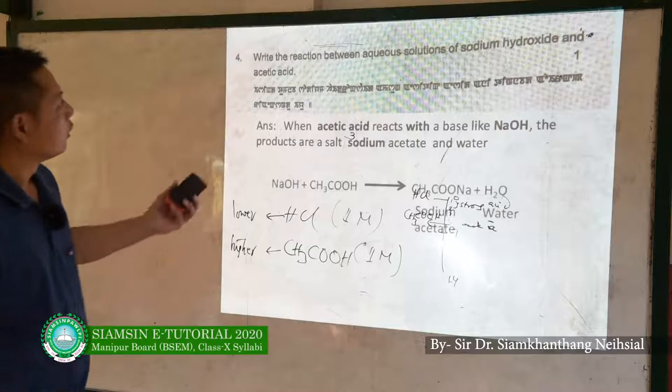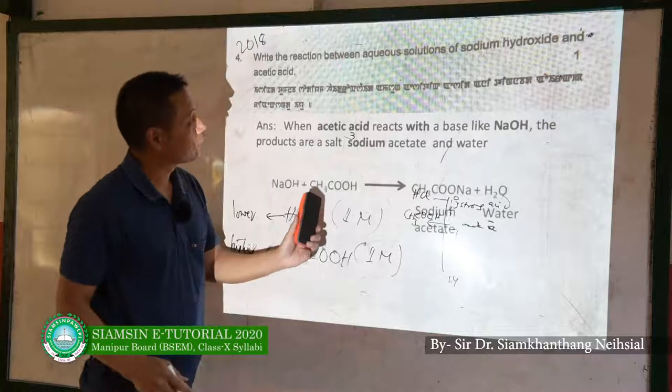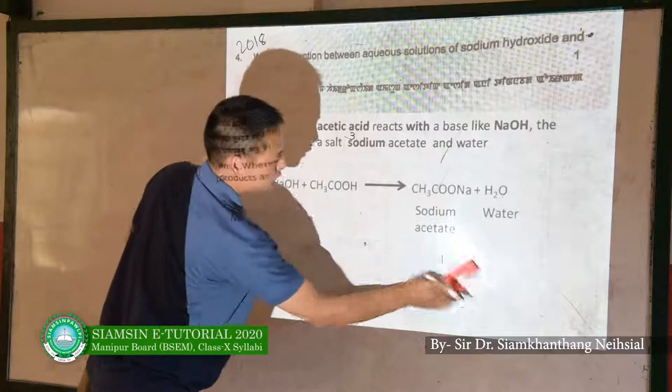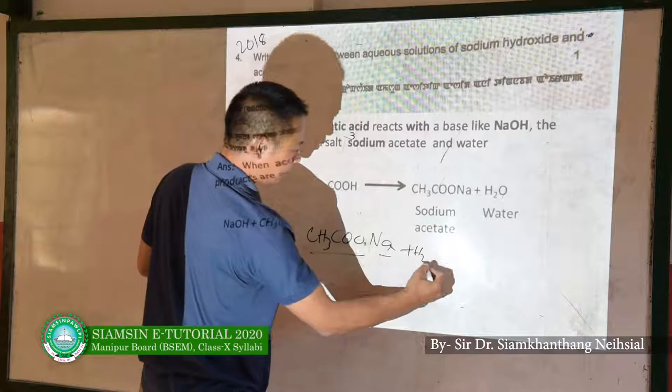Next, a 2018 BSCM question. Write the reaction between aqueous acetic acid and NaOH. The product will be sodium acetate, since the hydrogen of acetic acid is replaced by sodium. So, sodium acetate plus water.